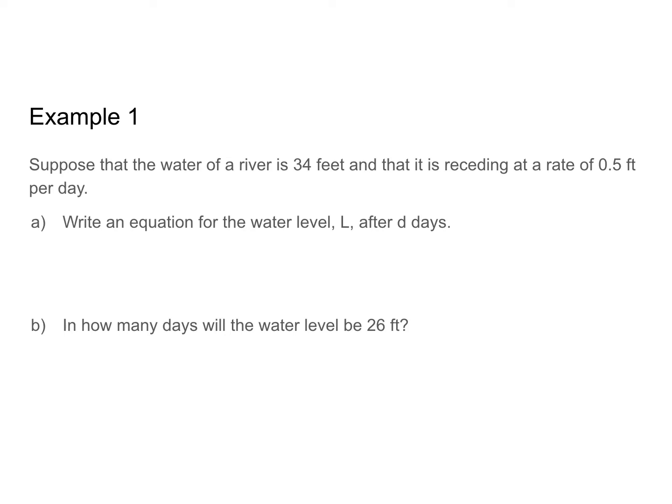So here's a quick example. Suppose that the water level of a river is 34 feet and that it is receding at a rate of 0.5 feet per day. Write an equation for the water level L after d days. So I'm going to put capital L equals, so the level is equal to, well, what's my slope? My slope is the rate of change. It's receding, meaning it's going to be dropping, so negative 0.5 feet per day.